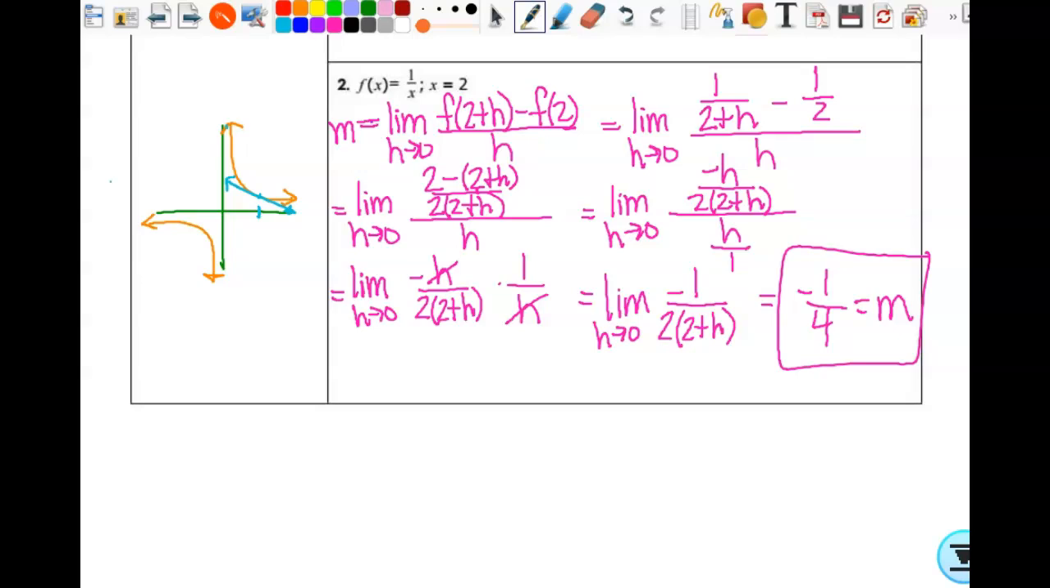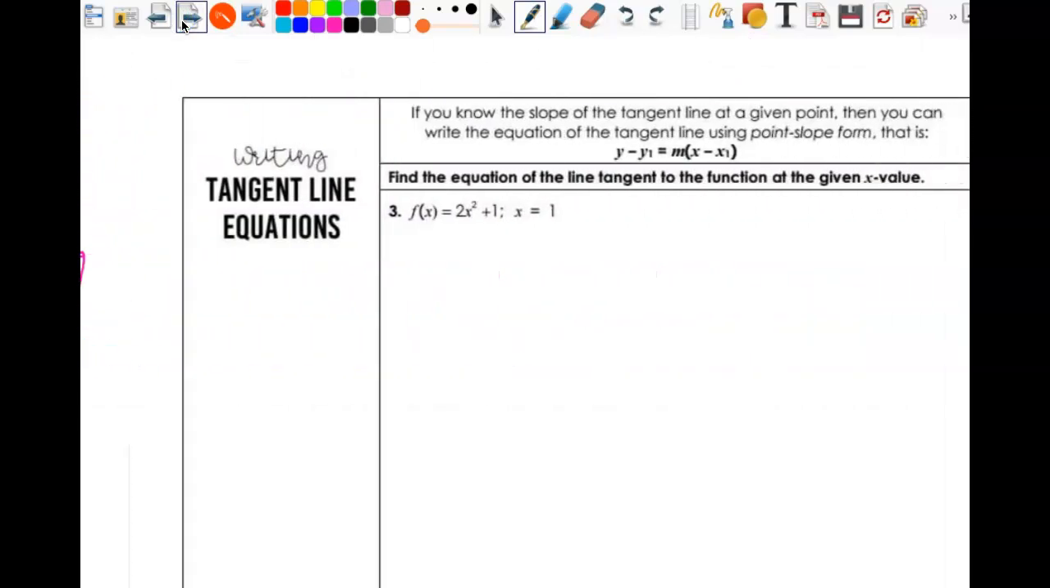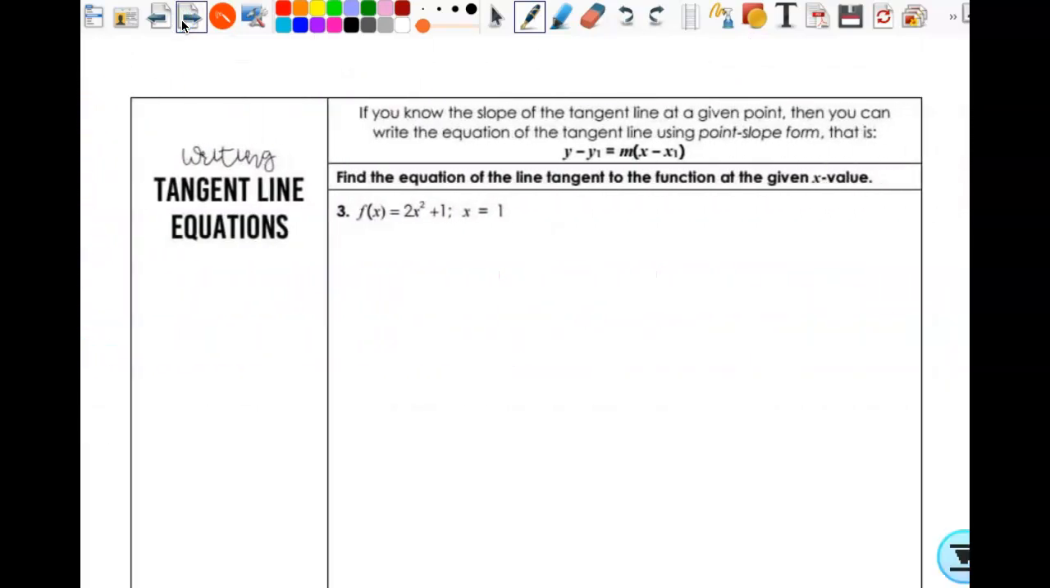Okay. We good? All right, so we have found the slope of the tangent line, but now what you're asked for often is the equation of the tangent line. And to find an equation of a line, you need a point and a slope. So this says if you know the slope of the tangent line at a given point, then you can write the equation of the tangent line using point-slope form.